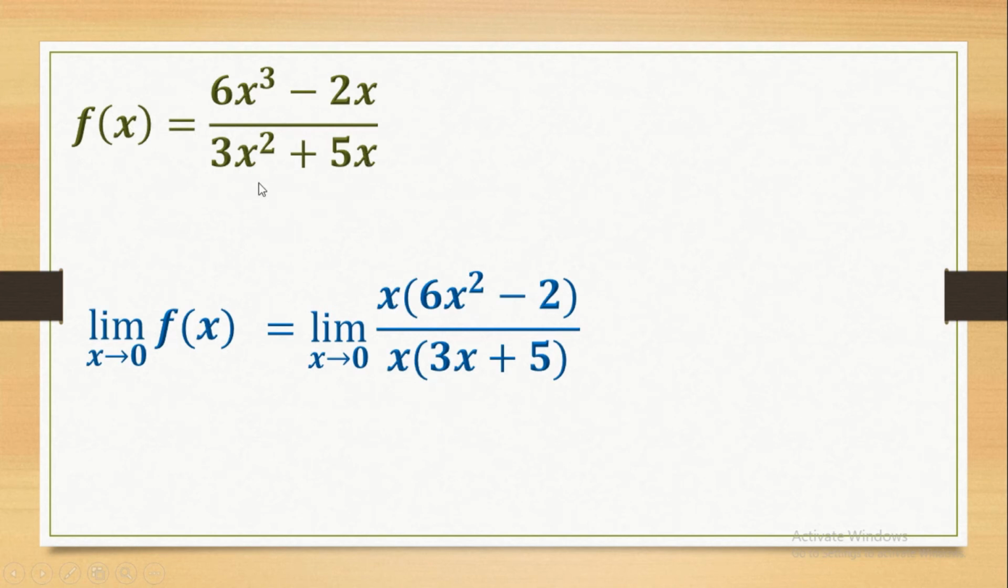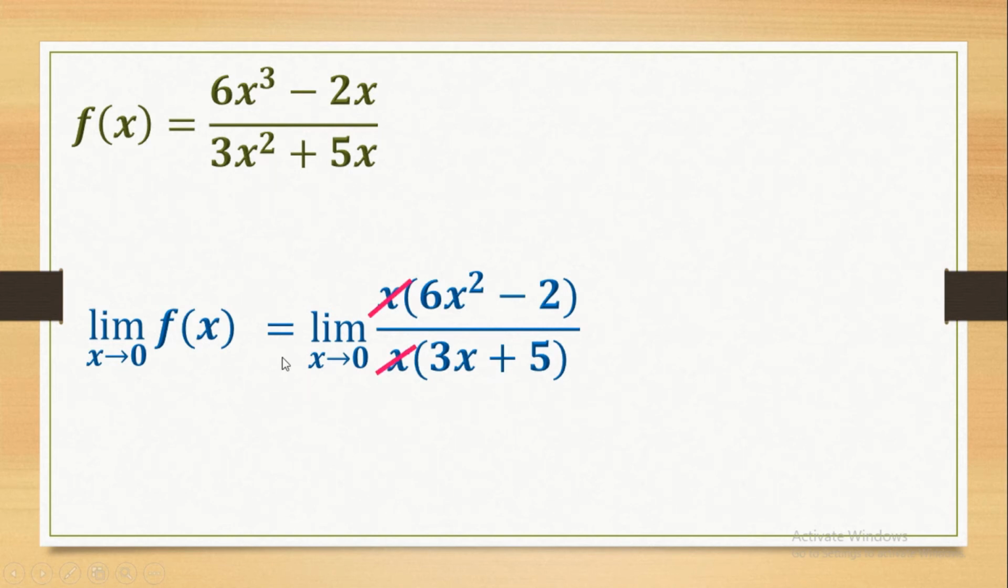Then what remains for us? 3x squared. When we pick up x, what remained? 3x. Plus, we copy it, 5x, we have taken x as common. What remained for us? 5. Now, as you see, we can simplify x by x.